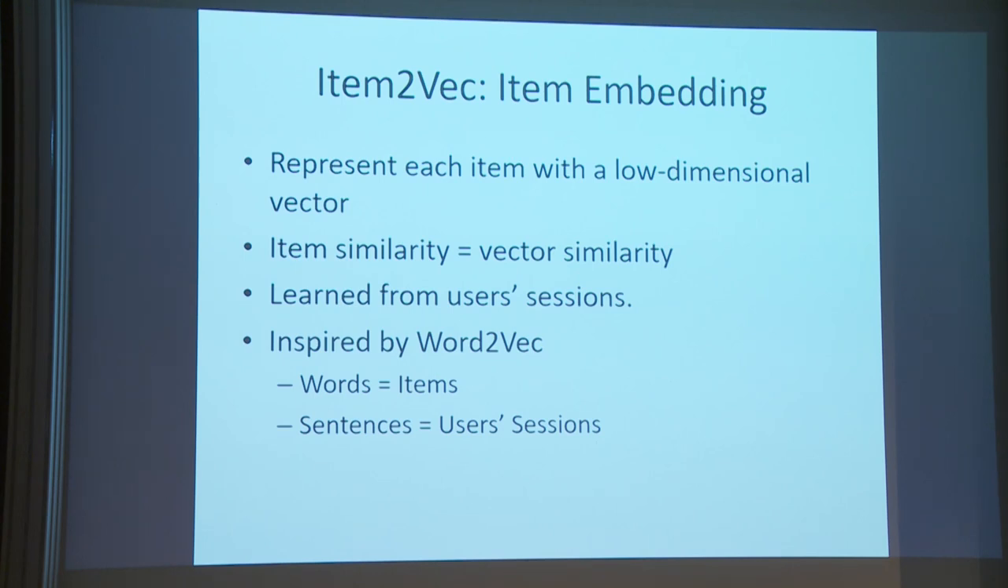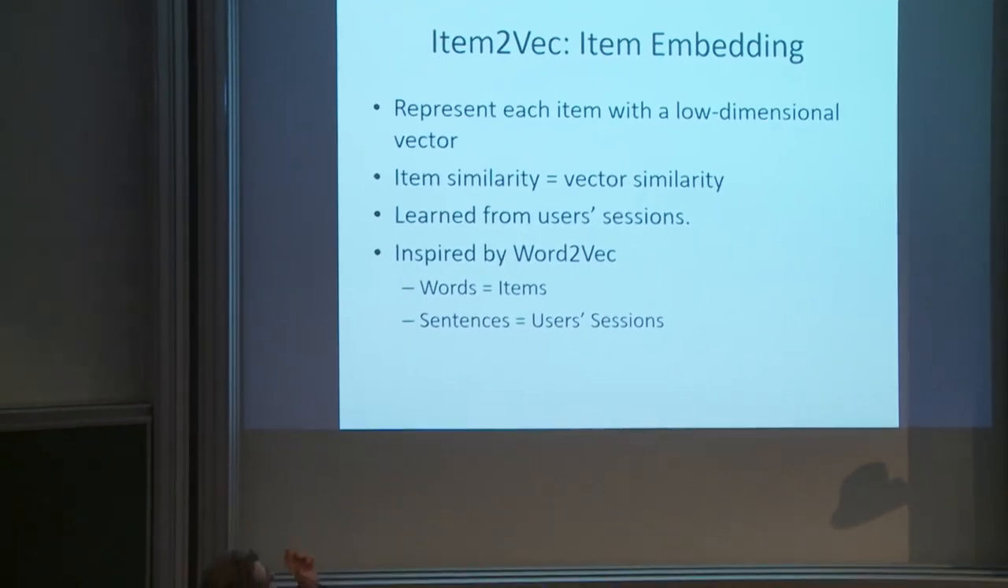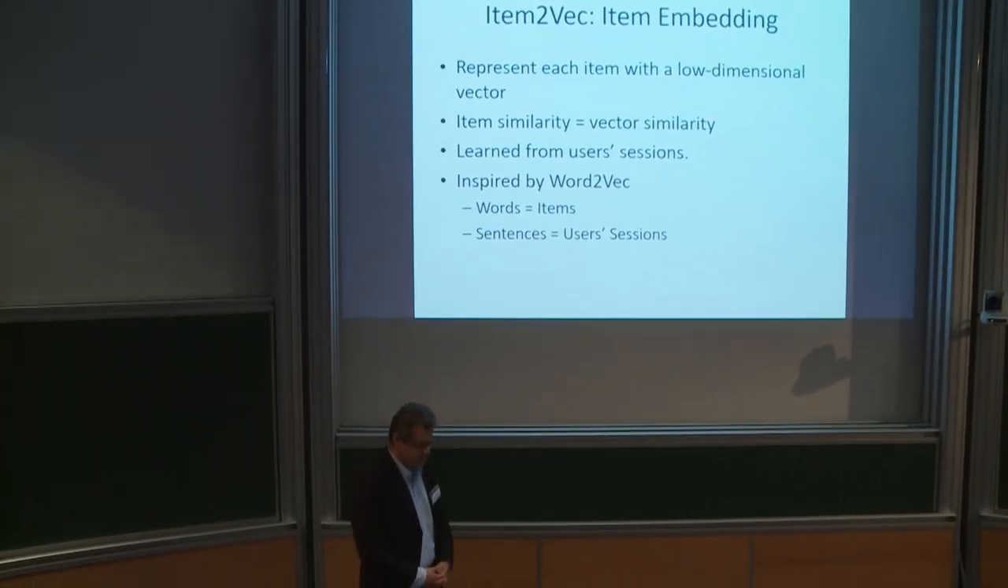Another thing that we can do with deep learning is the idea of item2vec, where we try to embed the items into a new space, and then we can answer different questions based on that embedding. In that case, what we are looking for is that the item similarity will be a proxy for the vector similarity, or maybe we should define it the other way around: the vector similarity should represent the item similarity.